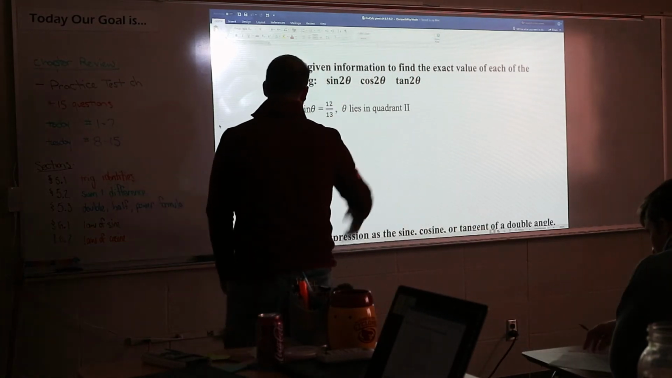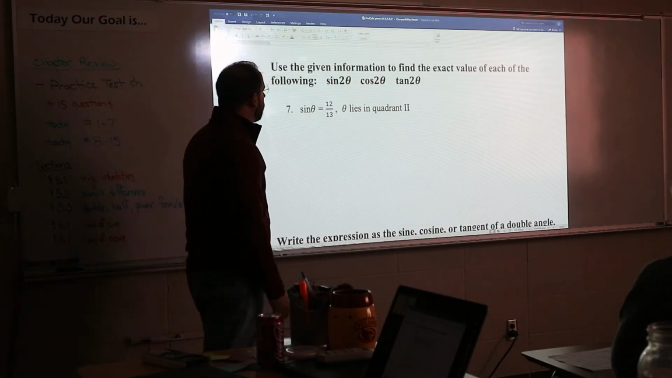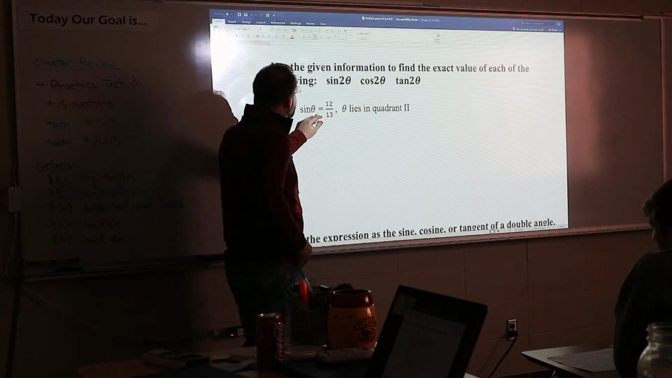So let me do the first couple. You can do one of them on your own. To set this up, we're in the second quadrant.